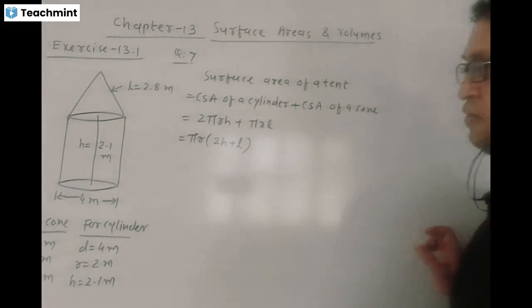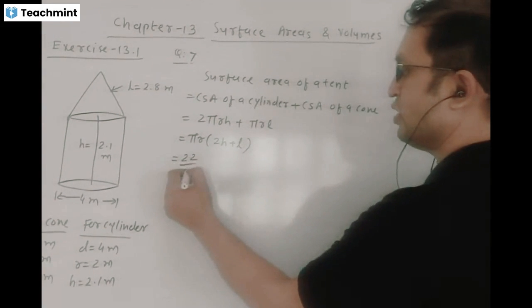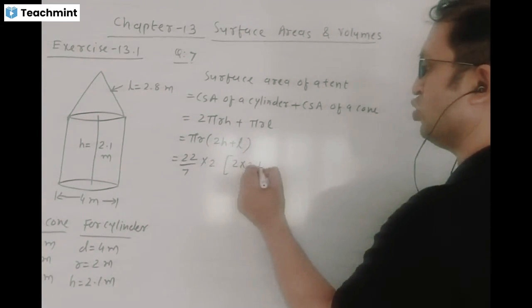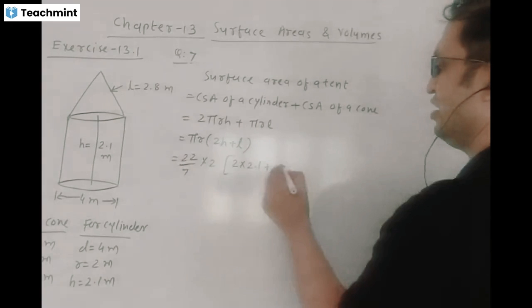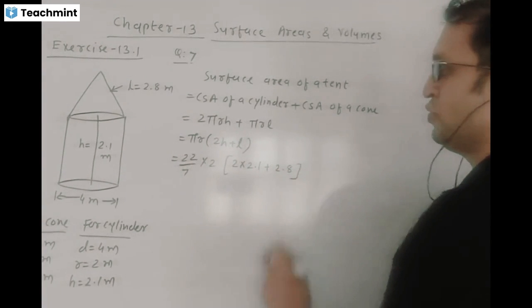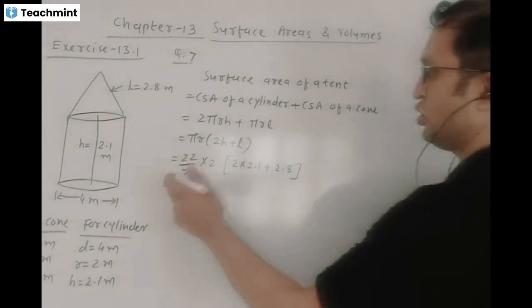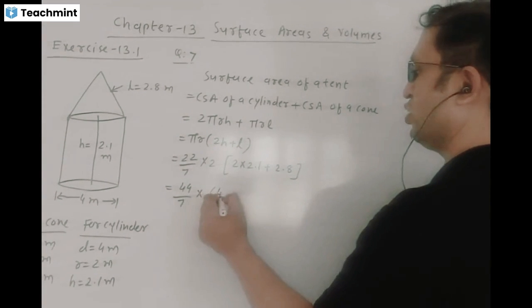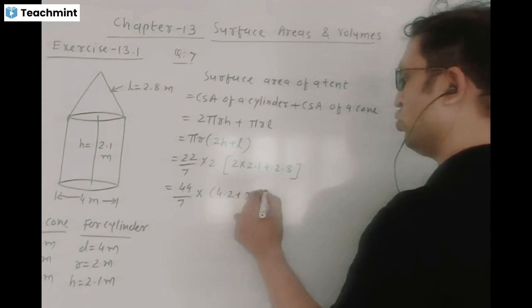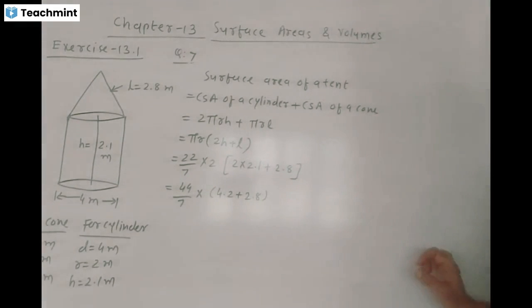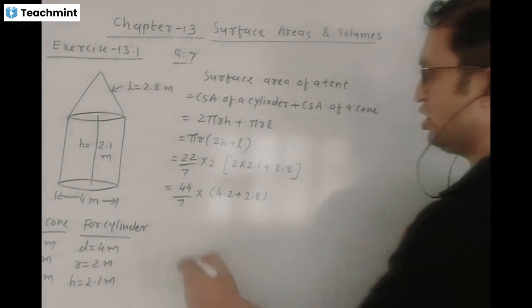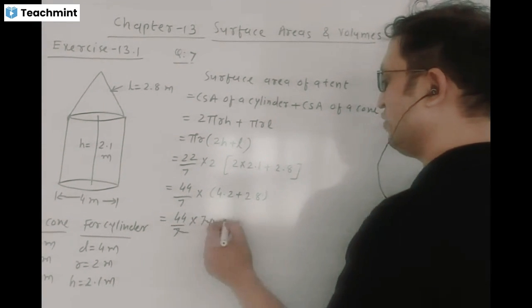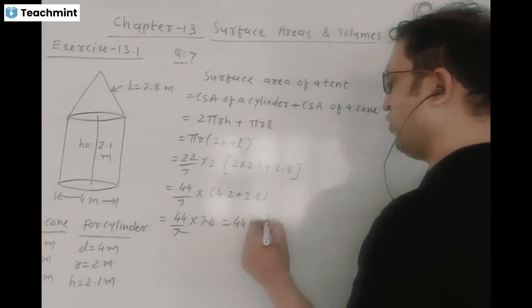Okay, what is the value of pi? 22 by 7. r is equal to 2. 2 into h, h means 2.1. l, the slant height, is equal to 2.8. So 22 into 2 is 44 by 7, multiplied by 2.1 times 2, that is 4.2, plus 2.8. 4.2 plus 2.8 is equal to 7. 7 7 cut. That is equal to 44 meter square.